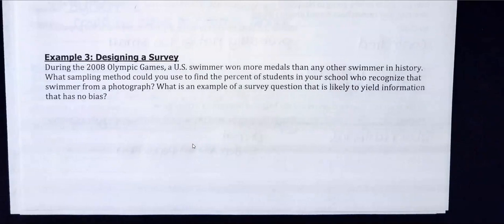Okay, it says, what sampling method could you use to find the percent of students in your school, so the population would be people that go to Homestead, who recognize this swimmer from a photograph? What is an example of a survey question that is likely to yield information that has no bias? So you're going to have a picture of this person and you're going to be able to ask a question, and you don't want to be biased and you want to just get a general feel for how many people would know who this person was.